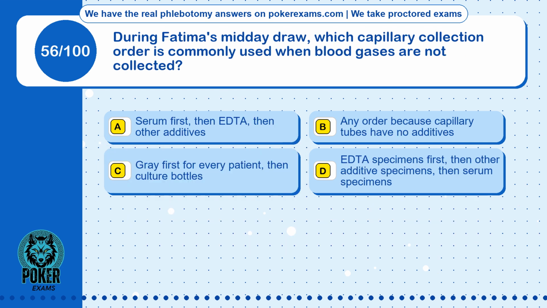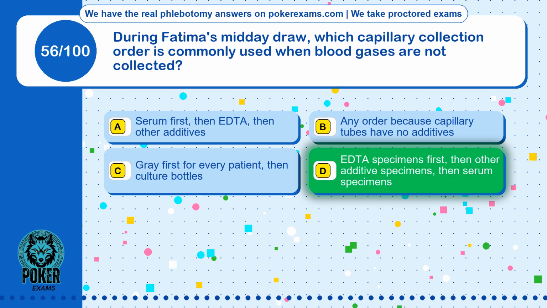Question 56. During Fatima's midday draw, which capillary collection order is commonly used when blood gases are not collected? Option A, serum first, then EDTA, then other additives. Option B. Any order because capillary tubes have no additives. Option C, gray first for every patient, then culture bottles. Option D, EDTA specimens first, then other additive specimens, then serum specimens.